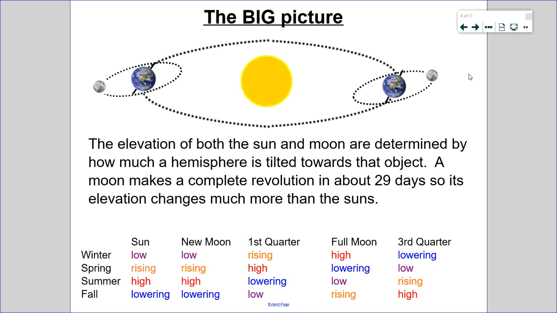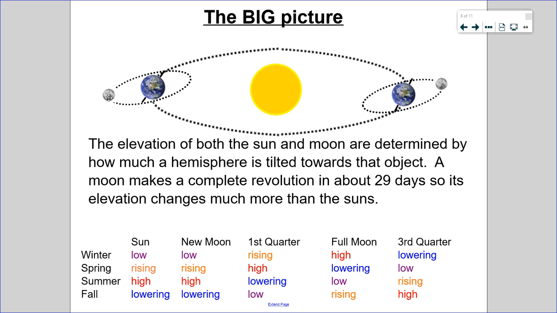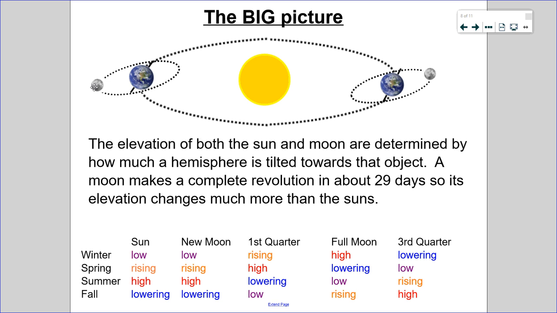Okay, so the big picture here is that the elevation of both the sun and the moon are determined by how much a hemisphere is tilted towards that object. And because the moon goes around us every 29 and a half days or so, we have a lot more frequent elevation changes when compared to the elevation change of the sun, because it takes 365 days for the Earth to get around the sun. And because of that, we have some really interesting patterns that result when you compare the altitude of each phase during different seasons.